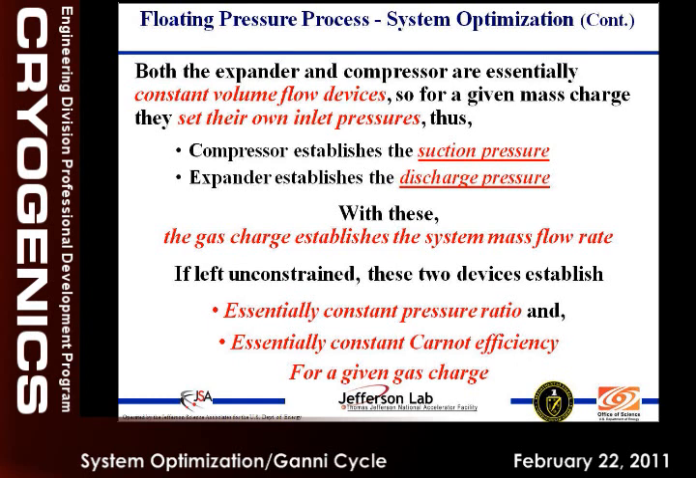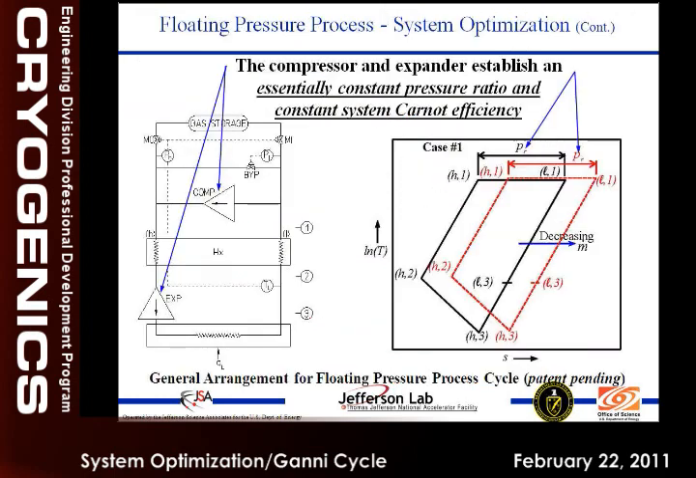So the compressor establishes suction pressure, and the expander, like I said, its suction pressure is the compressor discharge. So these are fixed by the capacities of those two. Gas charge establishes what level these pressures are. So essentially, this is a constant pressure ratio. The pressure ratio is not varying once the compressor and the expander are selected. And if we can maintain the constant pressure ratio, the efficiency is fixed.